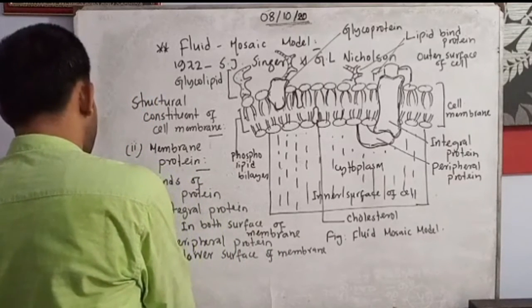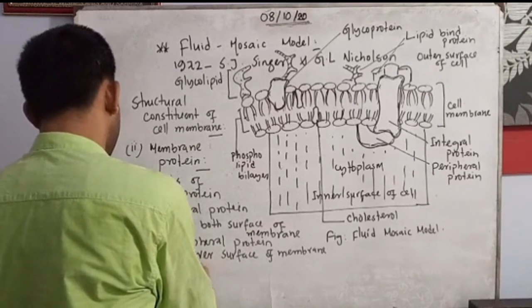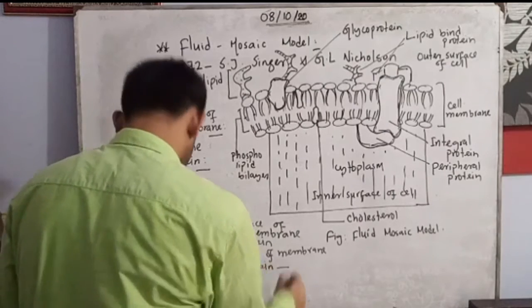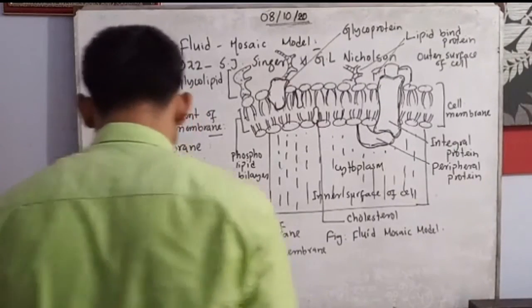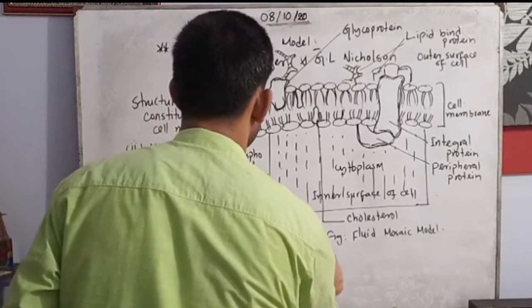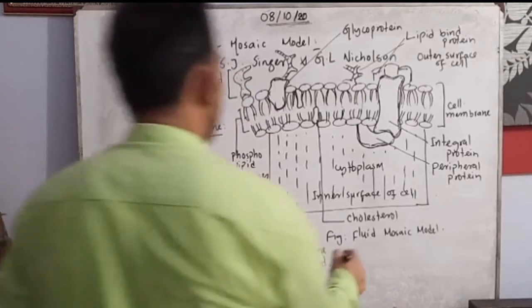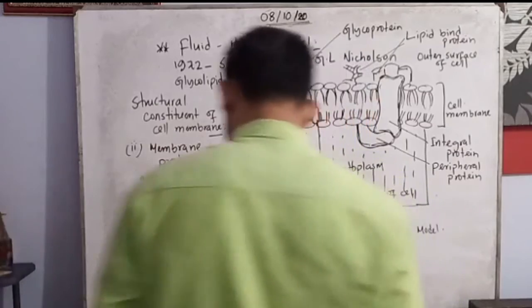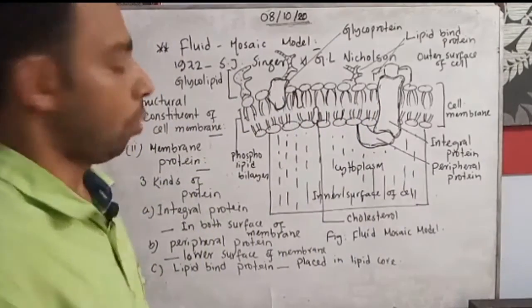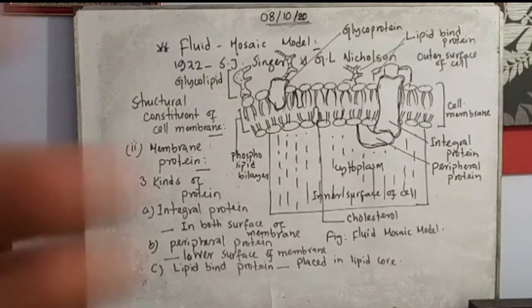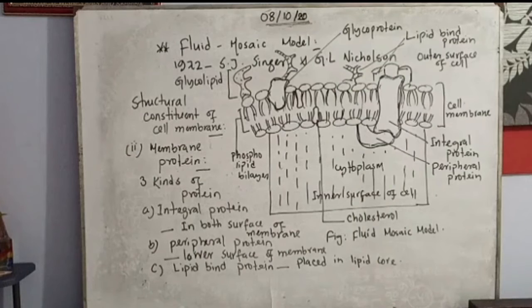And number third, lipid bind protein. This lipid bind protein is placed in the lipid core. Okay, look at here what I have written there. These are very important, and I make you understand in the easiest way so that it will be best for your learning.